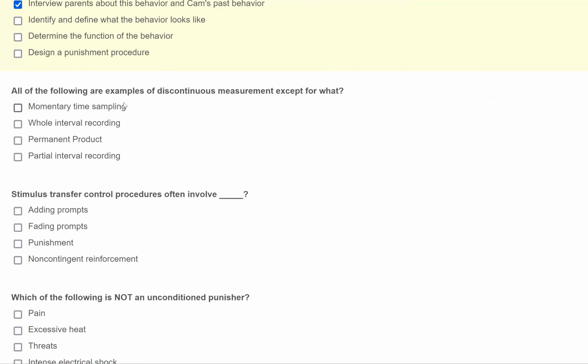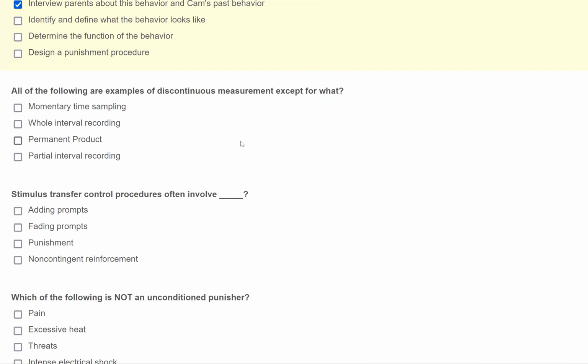All of the following are examples of discontinuous measurement, except for what? What kind of measurements do we have? We have continuous, which is duration, rate, frequency, latency, and IRT. We have discontinuous, which is momentary, whole, and partial. And then we have permanent product. Those are our 3 main umbrellas of measurement that we should know as RBTs.